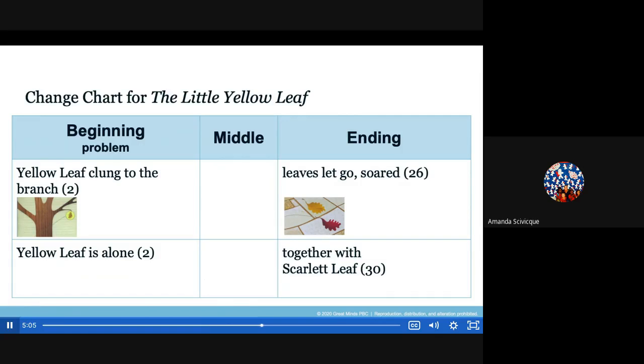What caused the change in Little Yellow Leaf's actions? Pause to think about this question or discuss it with a learning partner. Just hit play when you're ready to continue.